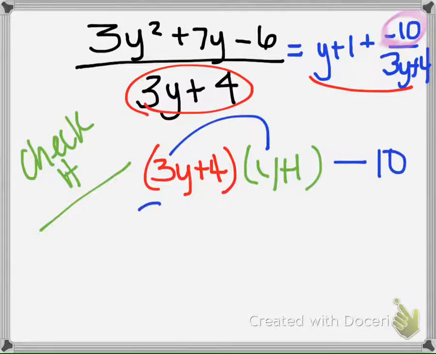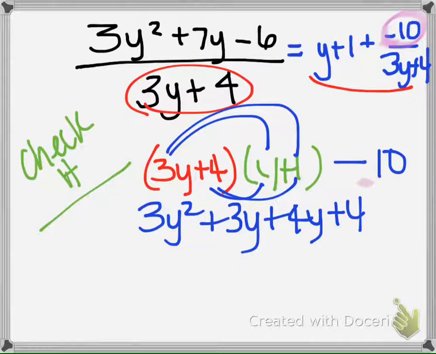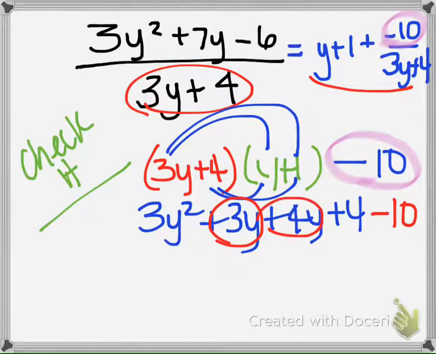So let's go ahead and multiply. So we get 3y squared plus 3y plus 4y, and then plus 4. And then this just gets brought down. We're going to go ahead and combine the like terms. So we have 7y here.